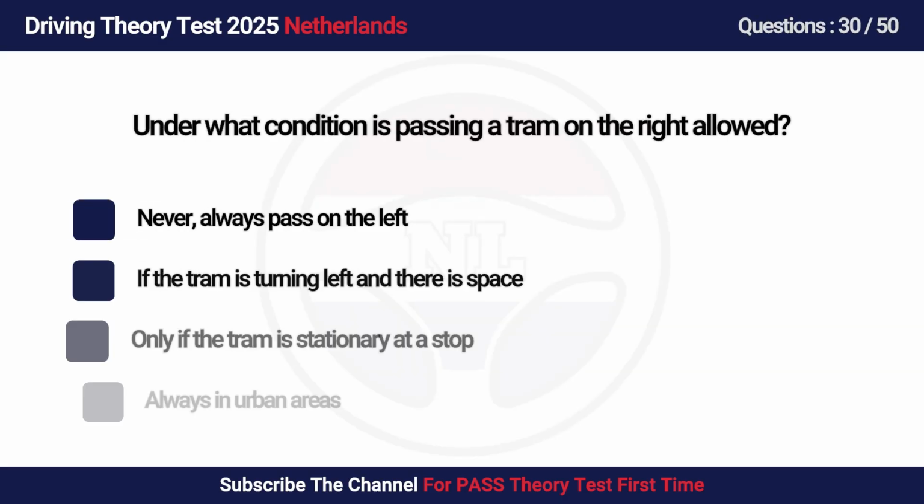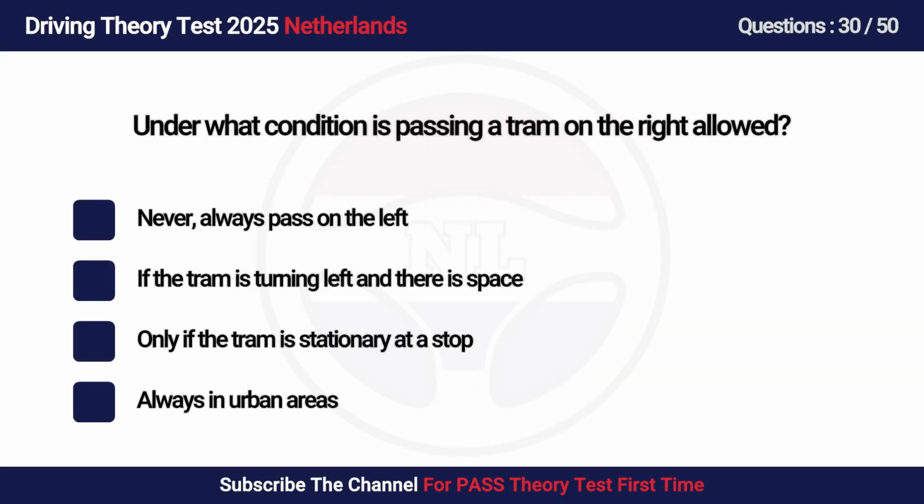Question 30. Under what condition is passing a tram on the right allowed? A. Never, always pass on the left. B. If the tram is turning left and there is space. C. Only if the tram is stationary at a stop. D. Always in urban areas.